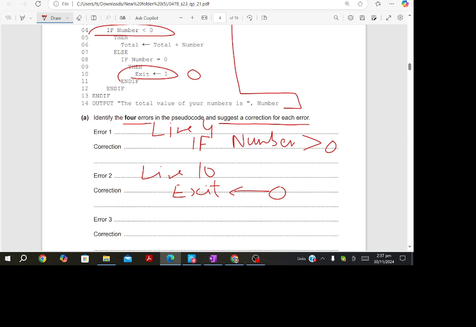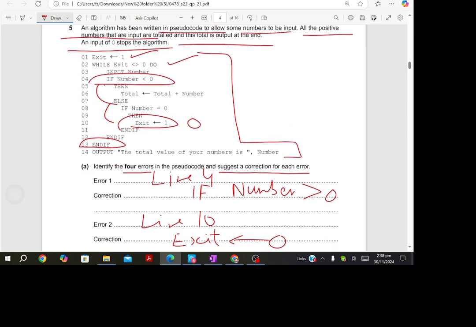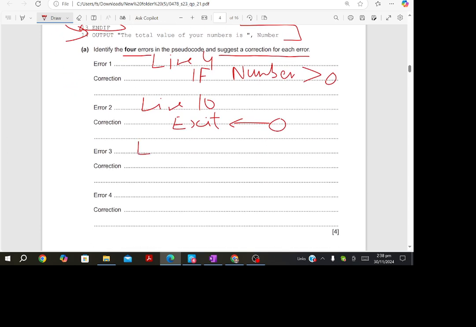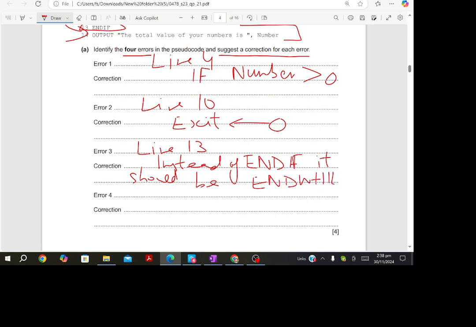Okay, after that we have, what can be the next error? End if, then end if, then end if. One if, else if, and then why is this end if here? Look, there was a while loop. So instead of this end if, it should be end while. So it can be line 13 and the correction should be instead of end if, it should be end while. What is the fourth error?